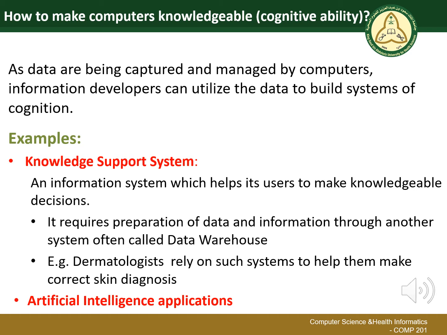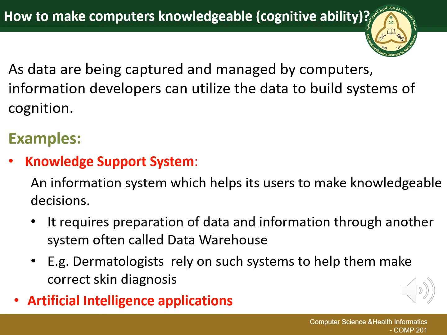This slide is talking about how to make computers knowledgeable. As data are being captured and managed by computers, information developers can use this data to build systems of cognition. For example, we have an information system that is called a knowledge support system. This system helps the users to make knowledgeable decisions, to make better decisions.